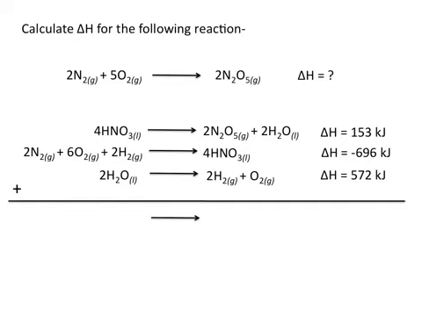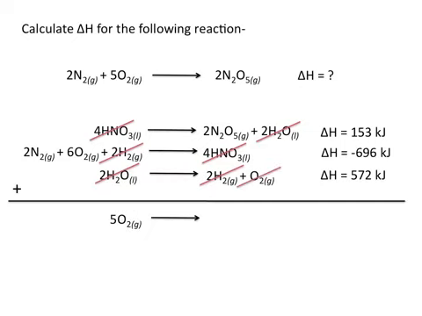Now if you don't want to write all of this out, you can cancel things that are the same on the reactant side and the product side right away before adding your equations together. And so you'll see that we have 4 moles of HNO3 on the reactant side and the product side. We have 2 moles of H2O on the reactant side and the product side. And we have 2 moles of H2 on the reactant side and the product side.